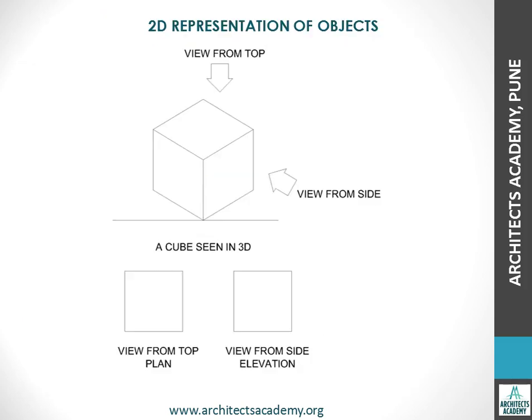a section. So if you look at this particular object, what you will see is that when we view this object from the top, what we see is the plan of the object, and it is represented like this, the plan of the object. If we look at the object from the sides, that is all the four sides, then we are going to see the side of the object, and this is going to be called an elevation.